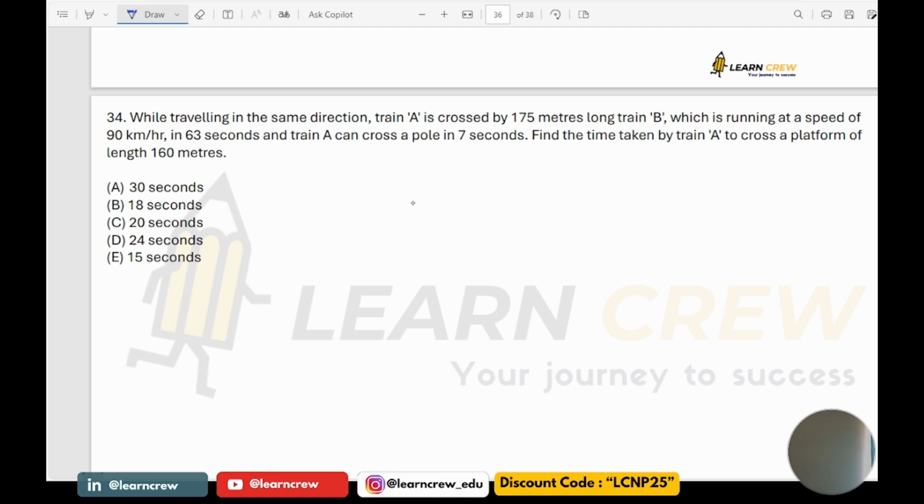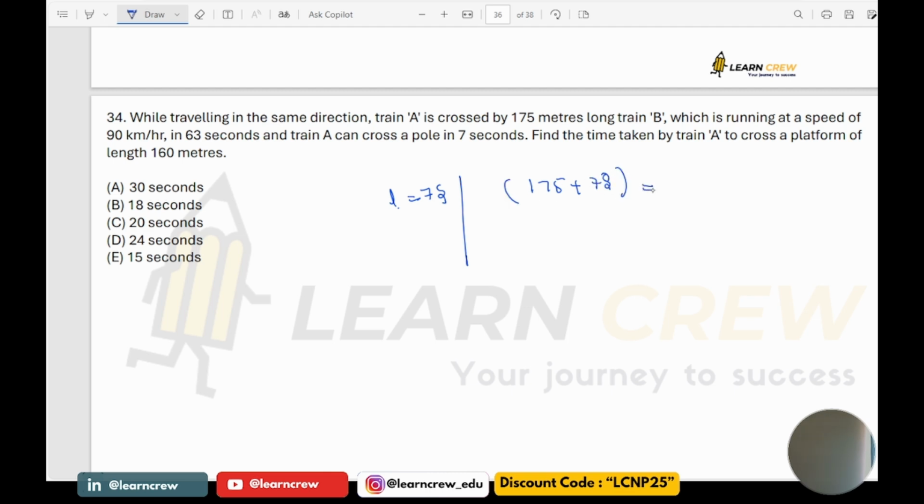So here the length and speed of train A are not known. I am taking them as L meters and S meters per second. The length of train A would be 7 into the speed of the train, yes, L is equal to 7S. Okay, now train B, which is 175, is crossing this. So the sum of the lengths, 175 plus 7S, is the total distance.